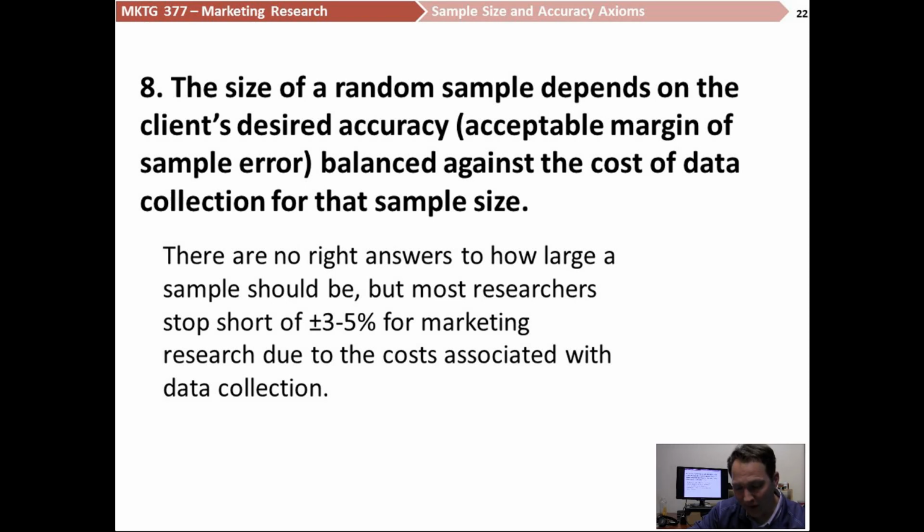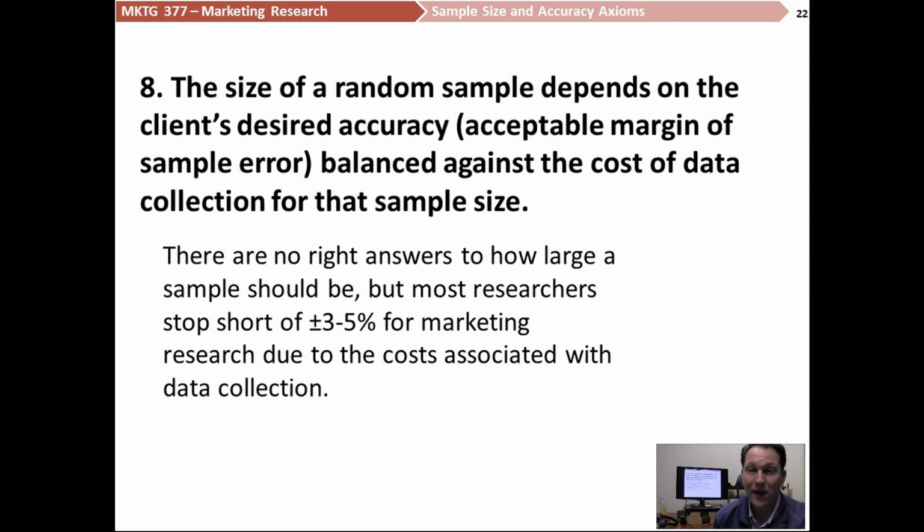The size of a random sample depends on the client's desired accuracy, which is the acceptable margin of sample error, balanced against the cost of data collection for the sample size. So in other words, when a client is just trying to decide how many people they want to interview in a study, they really ultimately have to decide based on the cost of that study and what they can afford. There are times where a client would really like to have a high degree of accuracy, which means a low degree of error, but they're just not willing to pony up for what's required to get there. So they have to make a compromise in terms of what they're comfortable with in terms of accuracy, combined with what their budget can afford.